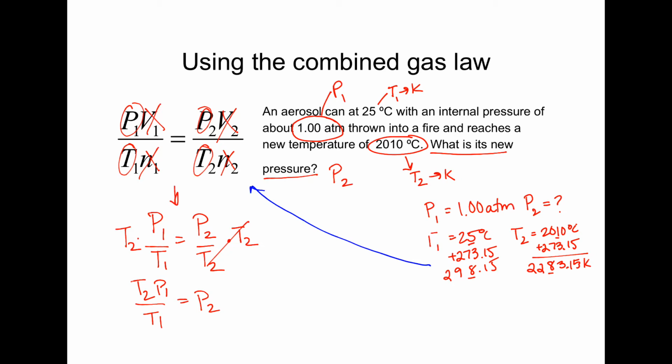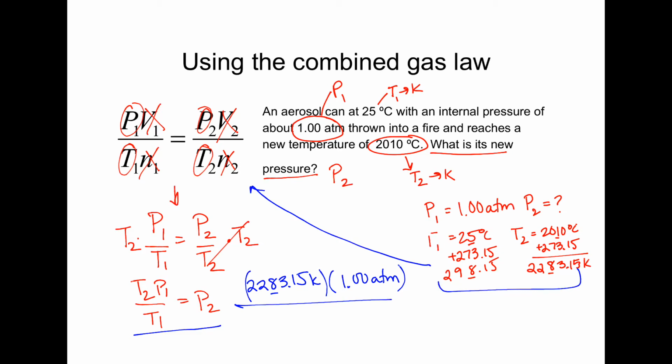Okay, so now I'm going to put my temperatures and pressures in. I'm going to use this information and put them in this equation. So temperature 2 was 2283.15 Kelvin. Pressure 1 was 1 atmosphere. Temperature 1 was 298.15 to the ones place. And that will give me P2.